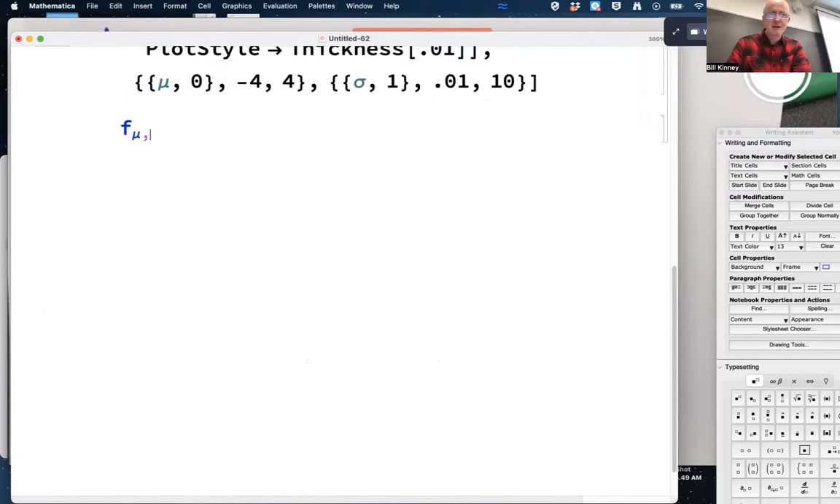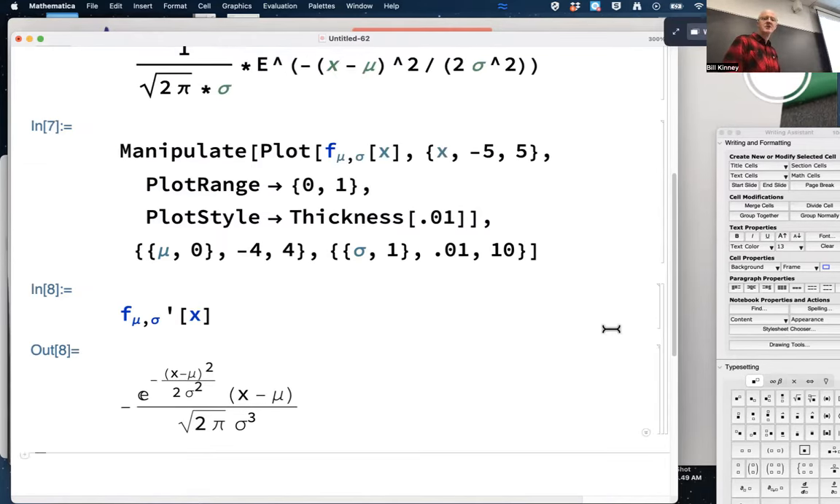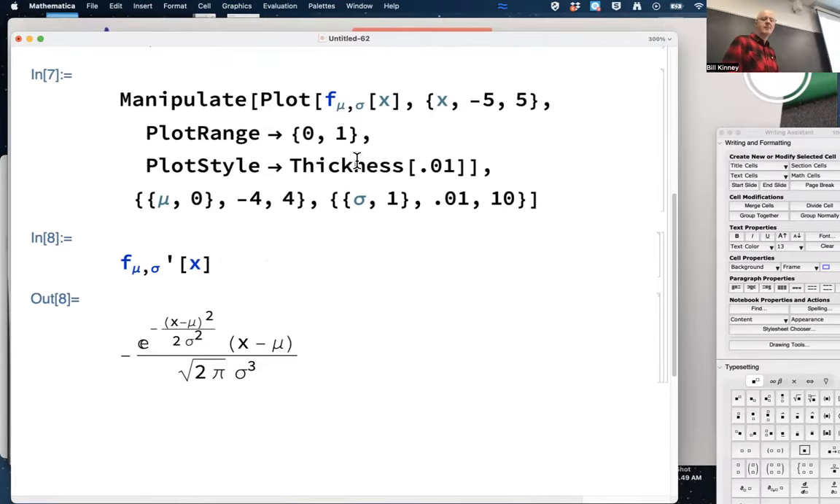Mathematica, what is f sub mu sigma prime of x? There it is. Use it to find the critical points. You should believe you could do that by hand, by the way. Mu and sigma are constants. X is the variable. You're differentiating with respect to x. You do need the chain rule because you have a negative x minus mu squared there. Although it's a trivial use of the chain rule because the derivative of x minus mu is 1. It's worth being thought about anyway.